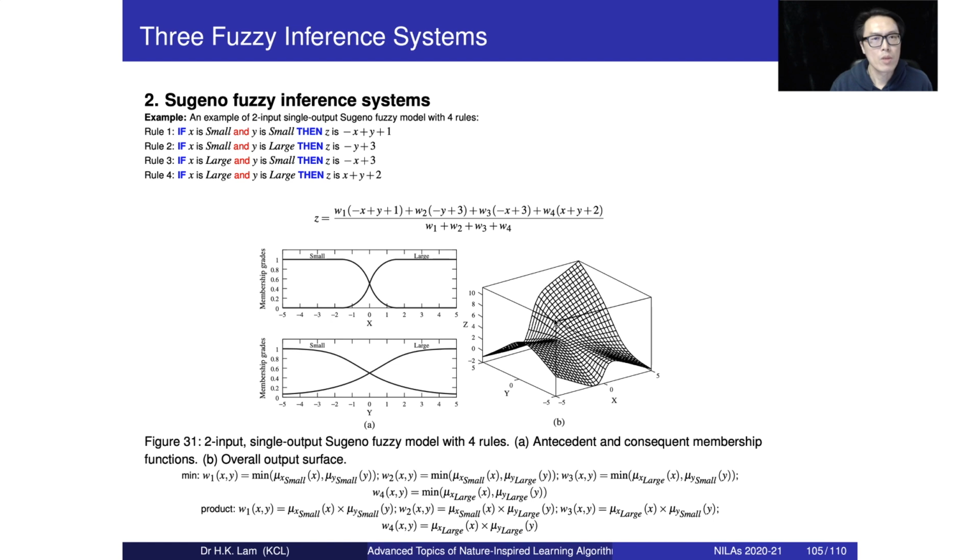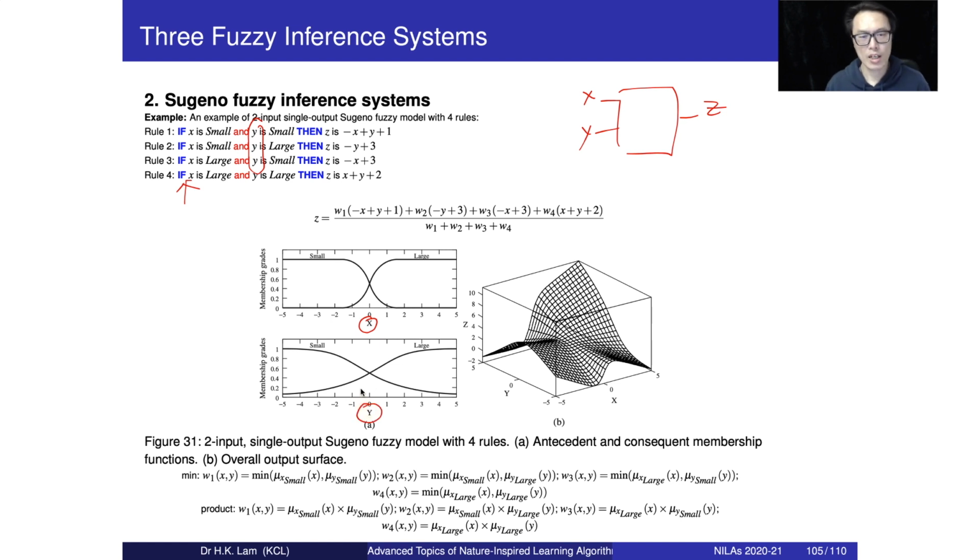Now, another example. This has two inputs X and Y, and then Z, that is the output. So we are going to have two inputs, with the membership function for X being small and large. So I put it right here. This is for X: this is small, this is large. And then for Y, we have another membership function, small and large. This is small, this is large for Y.